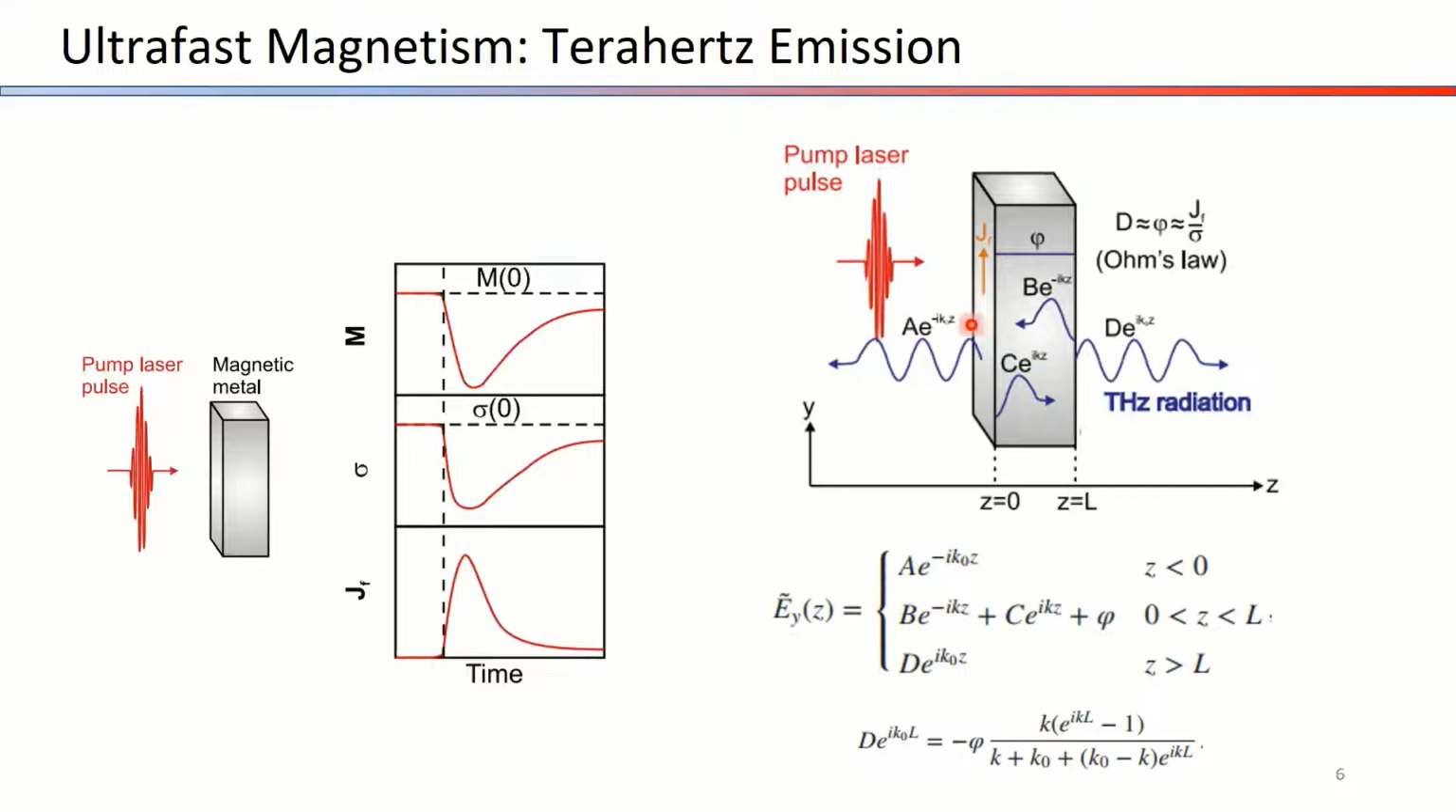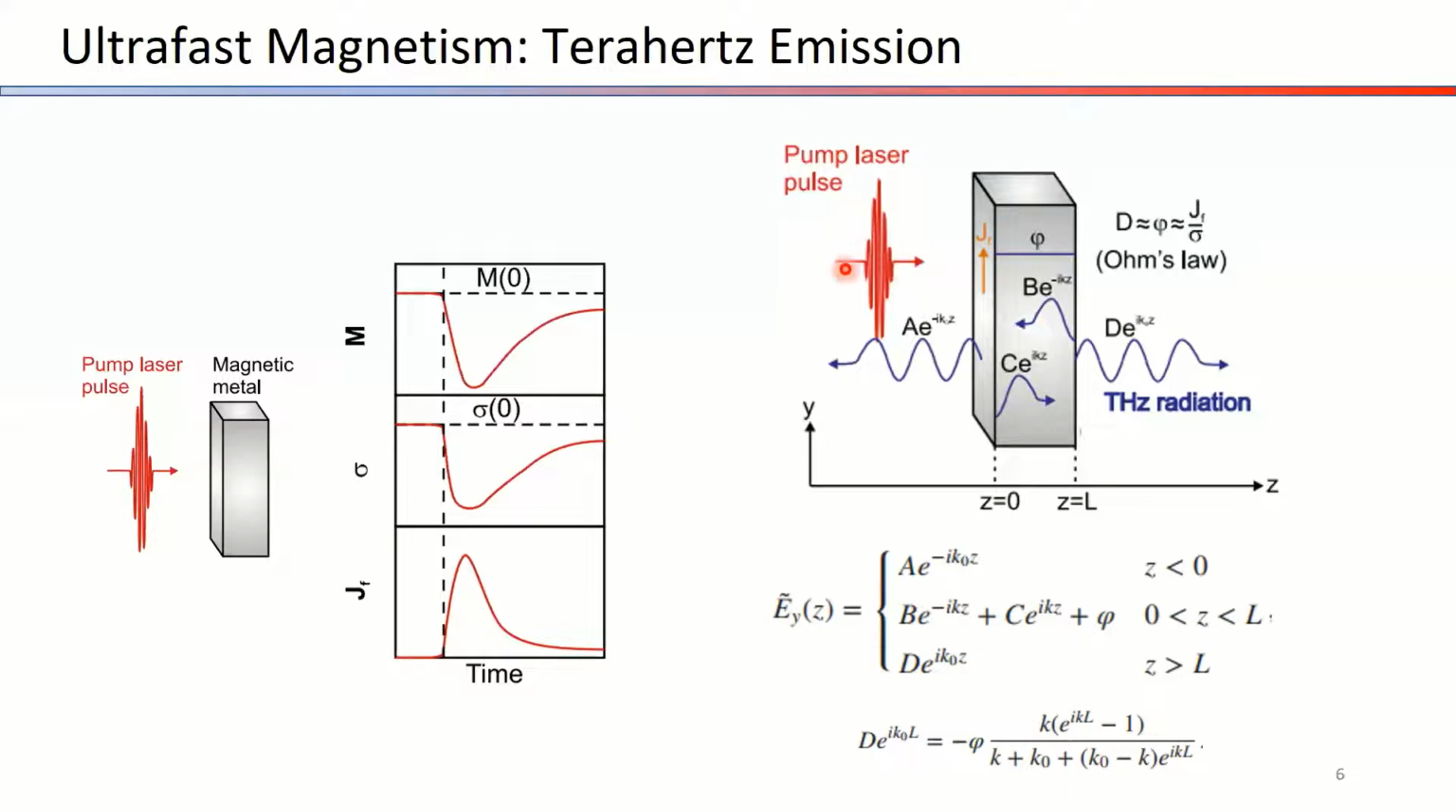This is the slab, with the coordinates as shown in this figure. This is the y-axis and this is the z-axis. We know the width of the slab here is from 0 to L. The width is L here. So you hit the ferromagnetic sample here with the pump laser pulse.